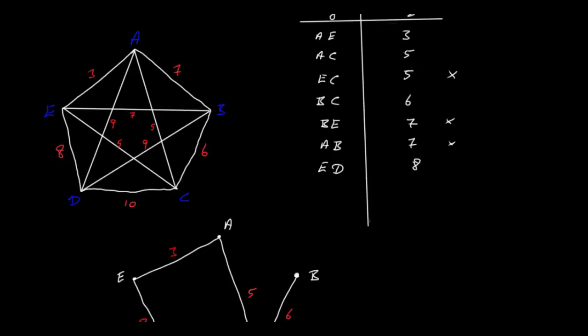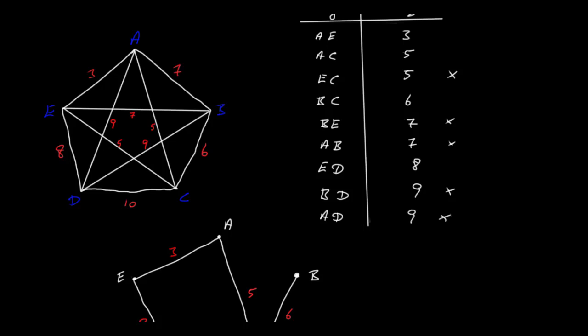But let's just finish off the other ones anyway, just to show you that we will end up with a cycle if we had used the other ones. So the next one is BD, which has a weight of 9. We're not going to use that one. BD will give us this line here, and that will create a cycle as well from here down to here. Next one is AD. So AD then, that is also 9.